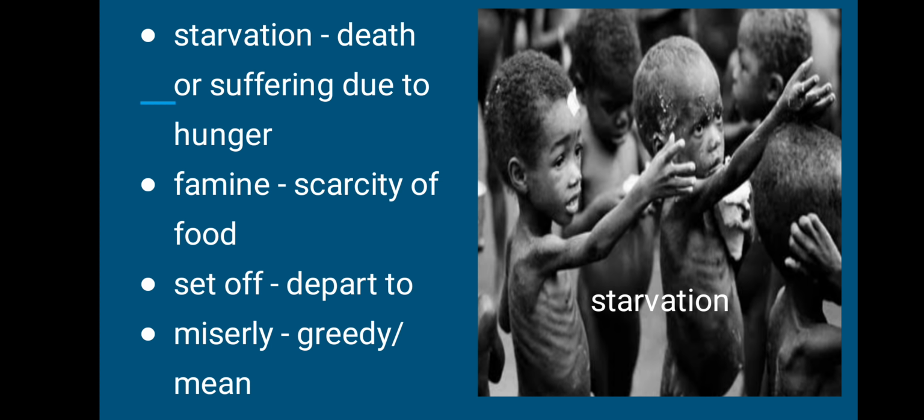Miserly means greedy or mean. And later in the poem, you will find out why the ant was mean to the cricket. I have a very good reference for this word as well, miserly. Why is the ant called miserly? Why is she said to be mean? Now she has a very good reason for being mean, and I will give that reason to you later in the poem.